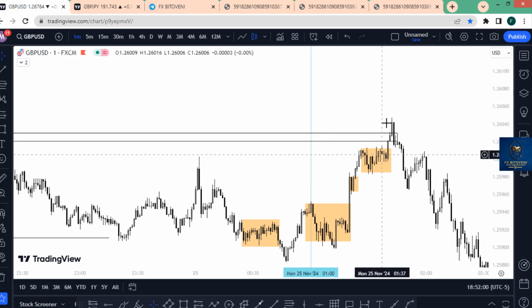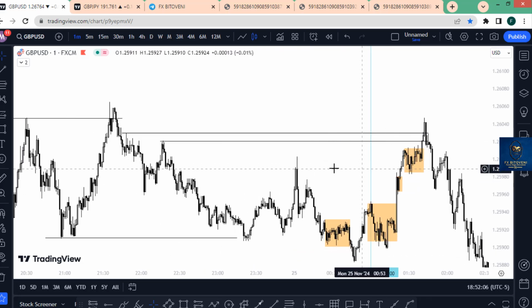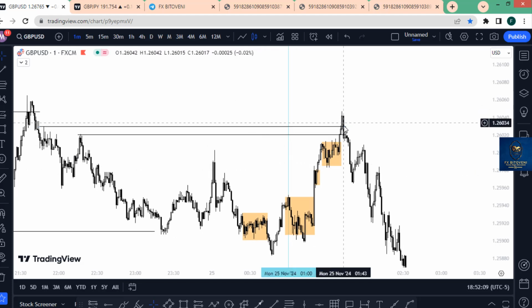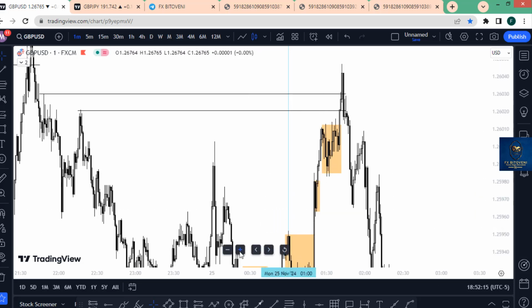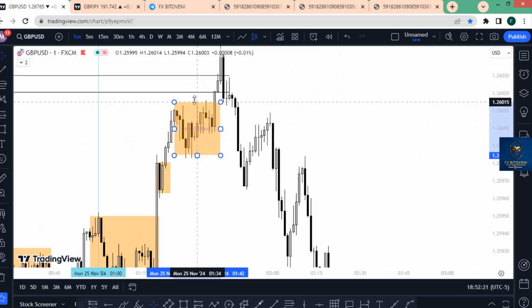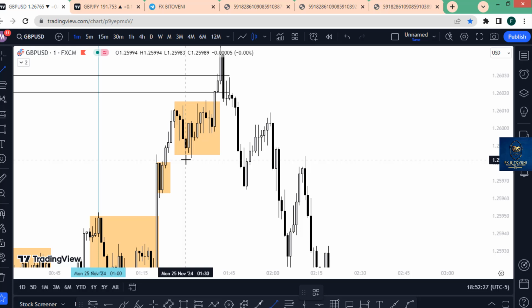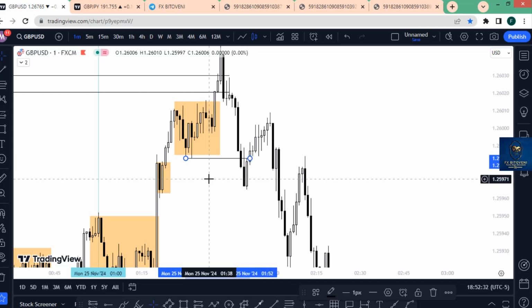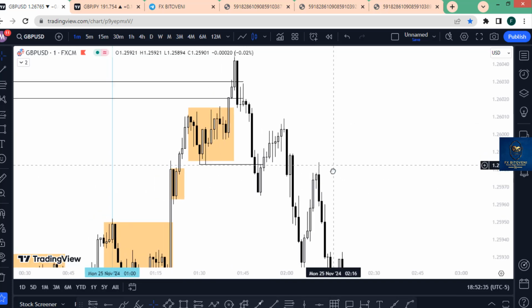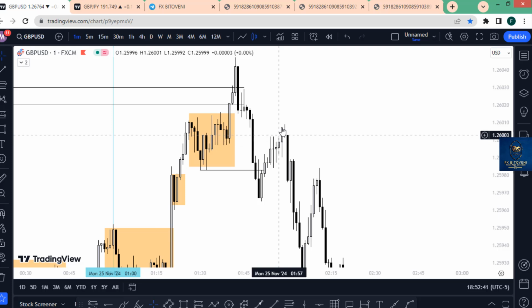Now price is trading into this area. Now what I will do is first of all show you the model, and I will show you how I took this entry from here. Now after price broke a structure on this area, now you can easily see how price created a pullback.